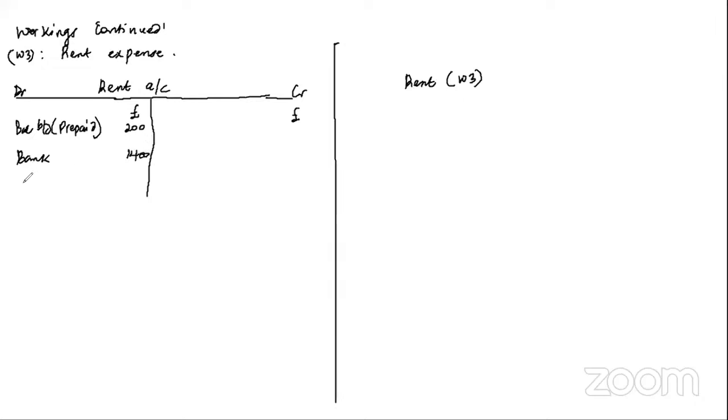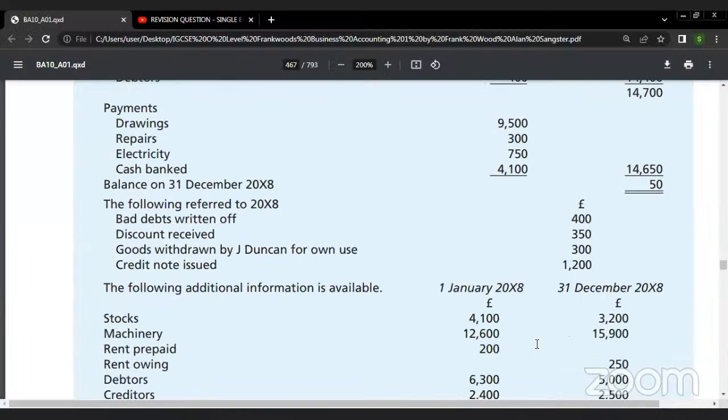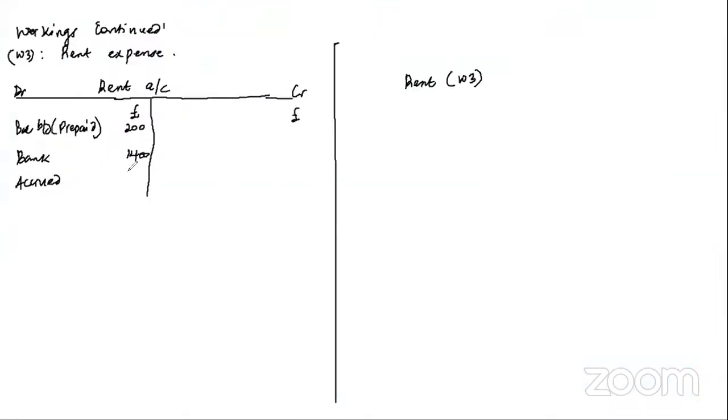Then we also have rent owing, accrued rent at the end of the year. How much is accrued rent at the end of the year? Let's try to find out. Accrued rent. That is 250 accrued unpaid at the end of the year, but of course it belongs to the current financial year. So let's also record that in our account. 250 accrued.